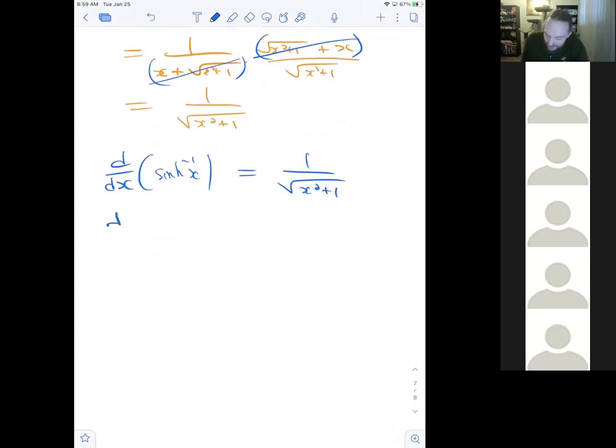The three that I'm going to make you memorize are the derivative and now of inverse cosh of x is going to be equal to just 1 over the square root of x squared minus 1. If you do the same trick and write out the definition.